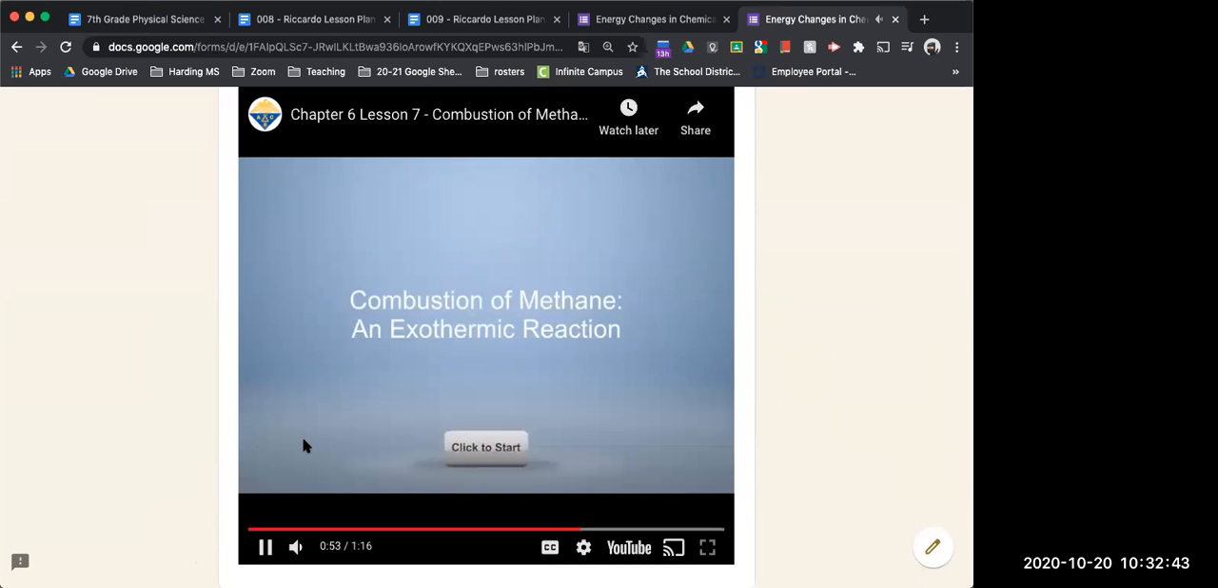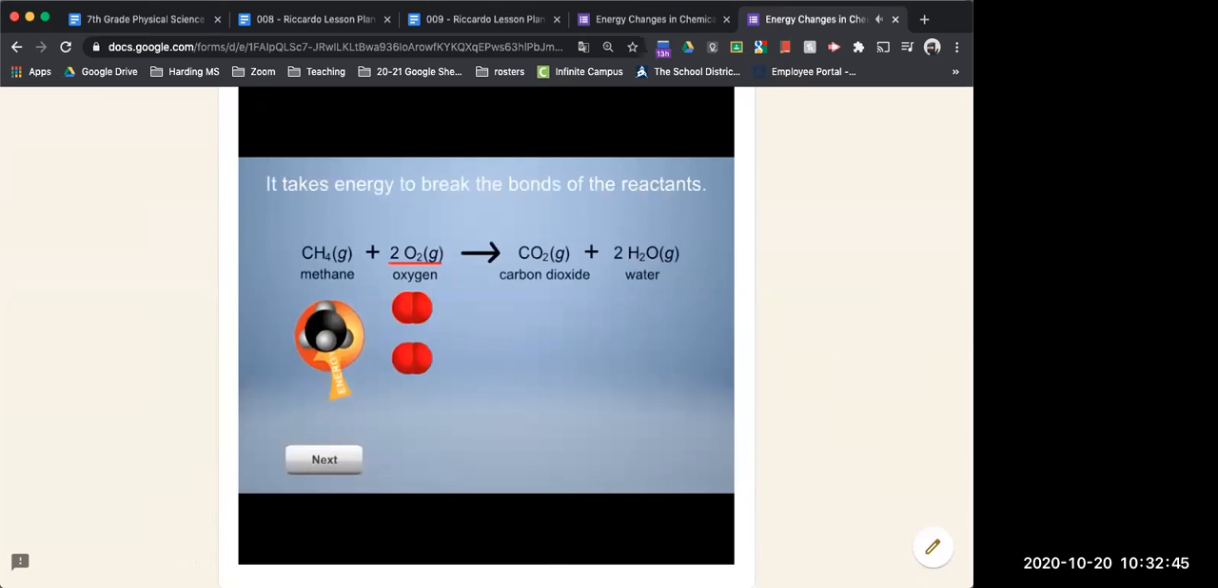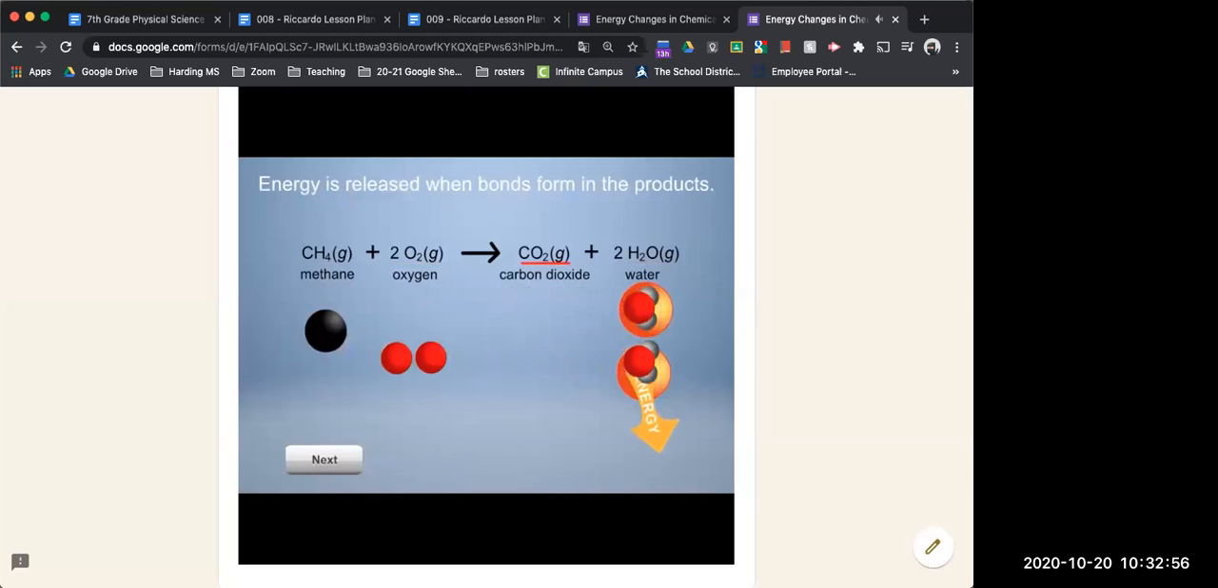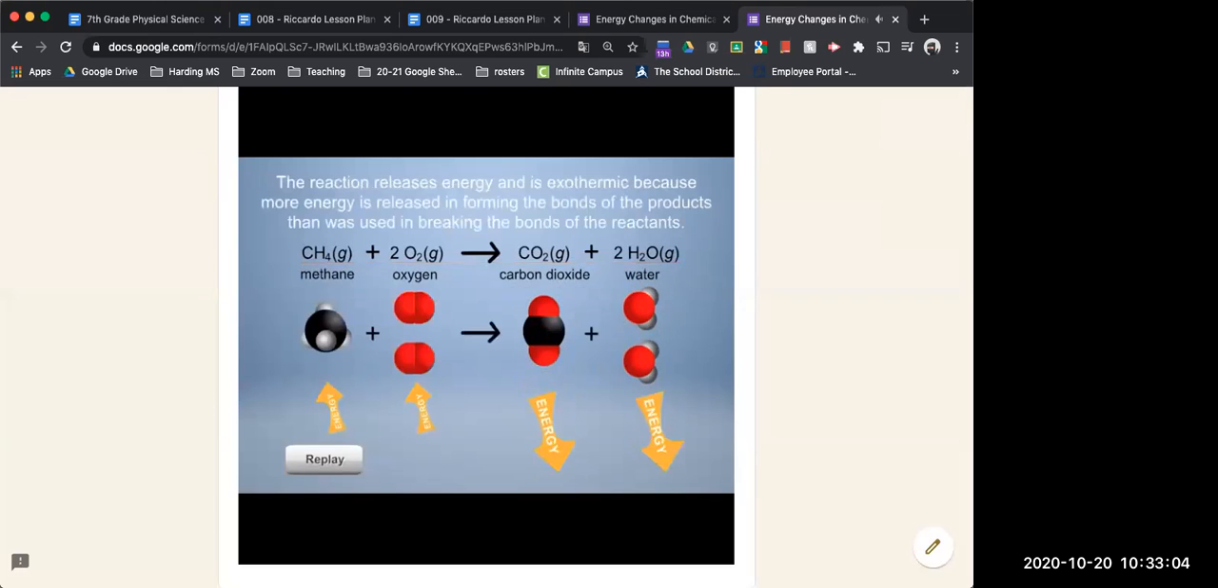Combustion is an exothermic reaction, so more energy will be released than goes in. You can see a small amount of energy goes in to break the bonds in the reactants. The atoms rearrange and form the molecules of the products and release a larger amount of energy. The energy that is released increases the temperature in this exothermic reaction.